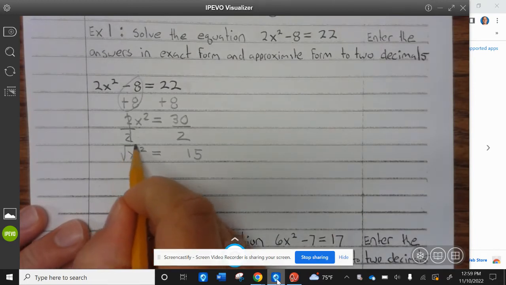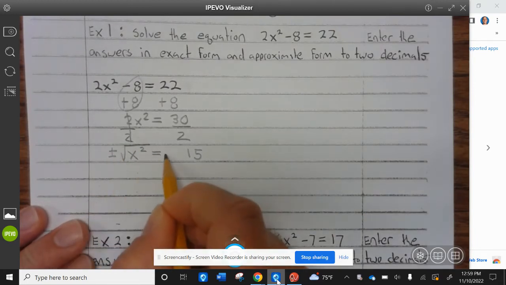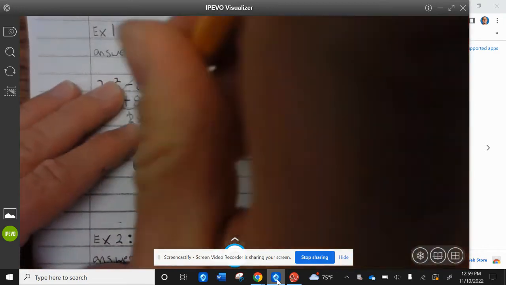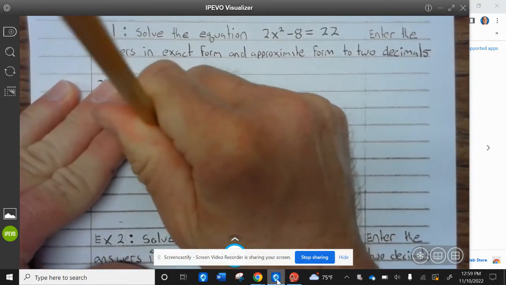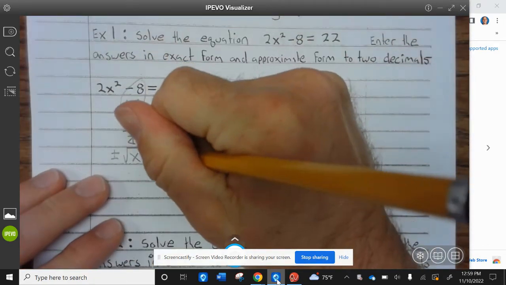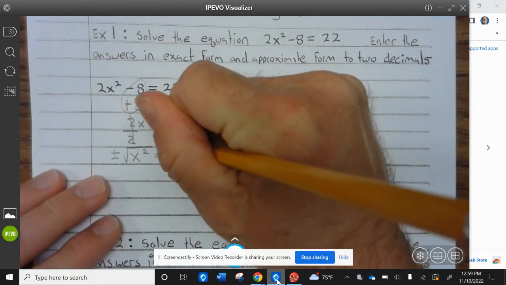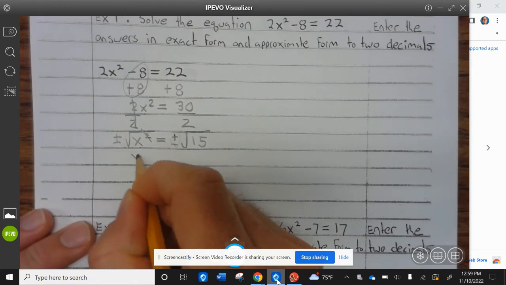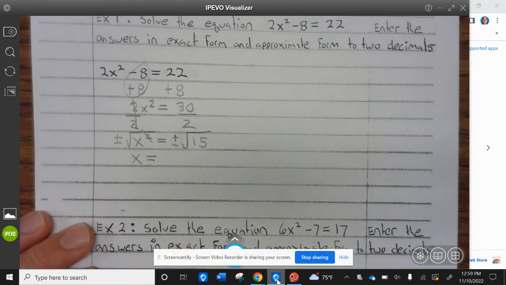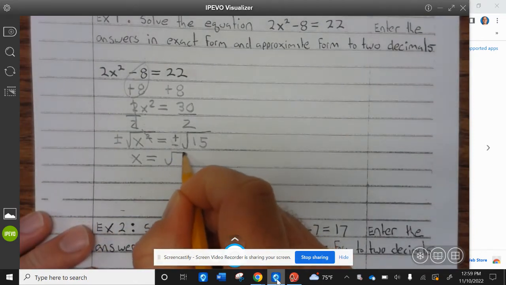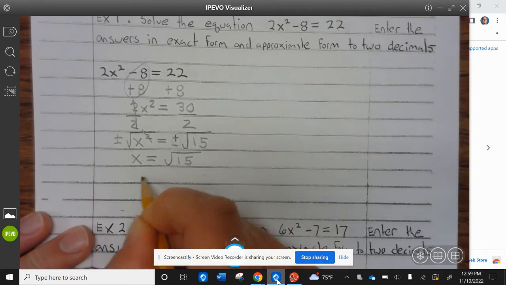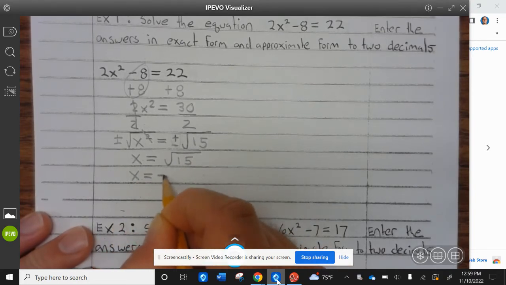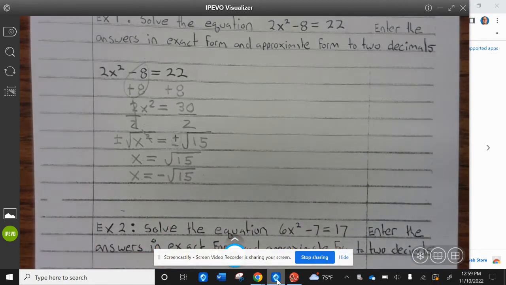Take the square root of both sides. Remember, that's plus or minus. Okay, that cancels the squared. You have x equals the square root of 15, and x equals negative square root of 15. Okay, go and finish up example 1.